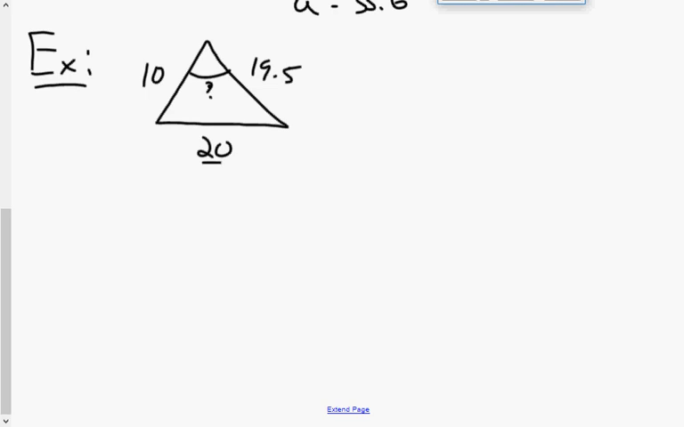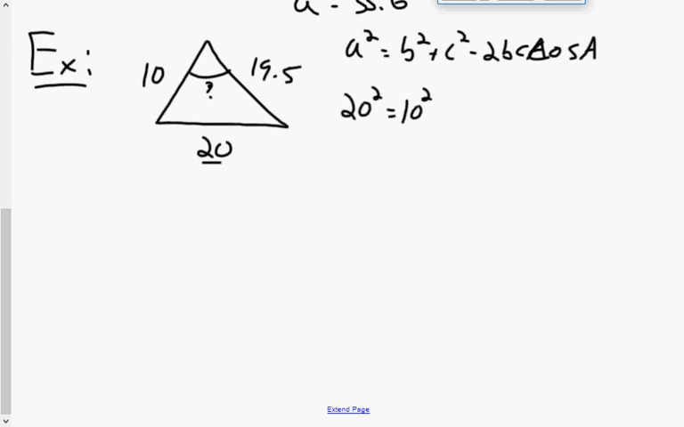Remember my formula is this. The top one is the big A. So later on, instead of cosine, you're going to have big A there, but this has to be my little a. Either one can be B or C. I got 20 squared equals 10 squared plus 19.5 squared minus 2 times 10 times 19.5 cosine A. Good. That's exactly what you're gonna do.